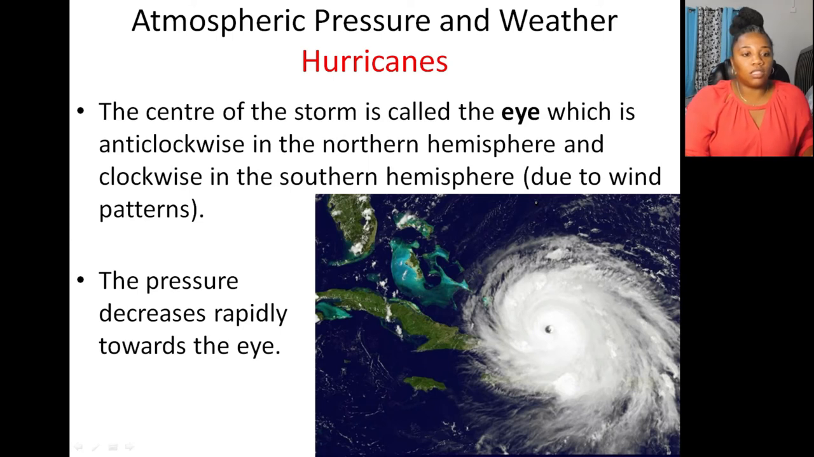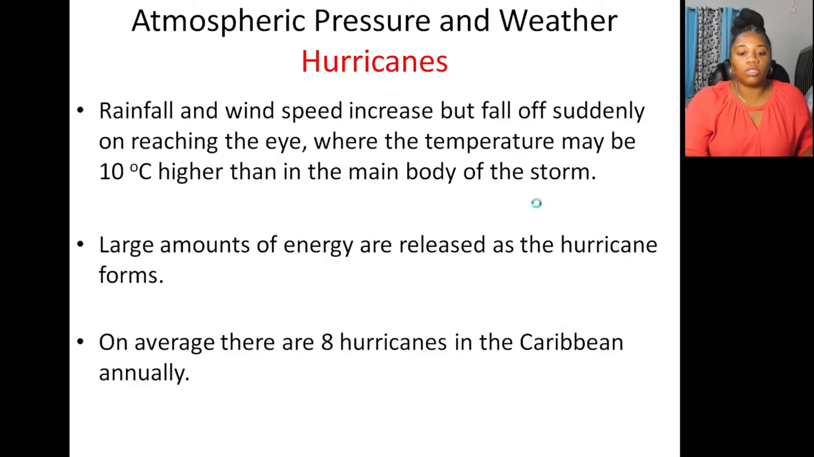It is anti-clockwise in the northern hemisphere and clockwise in the southern hemisphere due to the wind patterns, and pressure decreases rapidly towards the eye. Rainfall and wind speed increase but fall off suddenly on reaching the eye, where the temperature can be 10 degrees higher than usual.